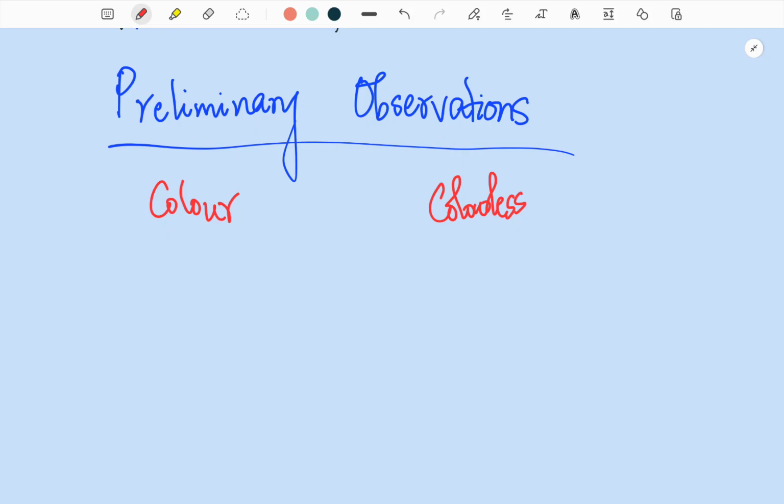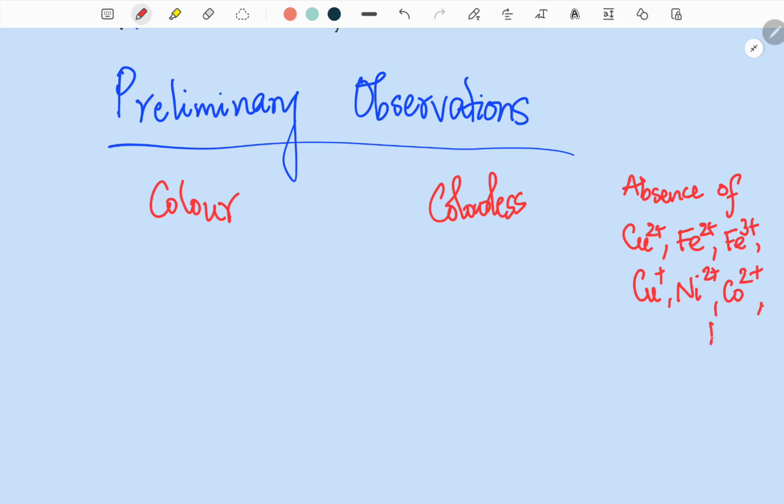So if your salt is colorless, then you can say that the following ions are absent: copper or cupric ion, ferrous ion, ferric ion, cuprous ion, nickel ion, cobalt ion, and manganese ion. These are the ions which are found in colored salts. So if your salt is colorless, then you can say all these ions will be absent.